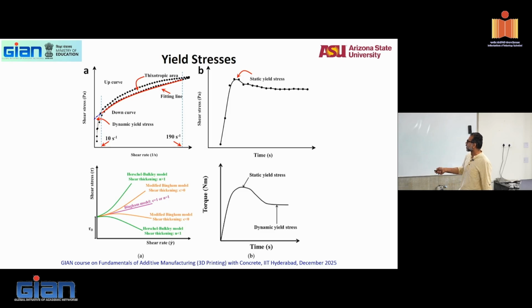And if I look at torque versus time, I needed to overcome a certain resistance of the material to be able to make it flow. And then once I do it, the material flows at a constant torque or stress. That's your dynamic yield stress, whatever I need to overcome. Good. So two different terminologies.